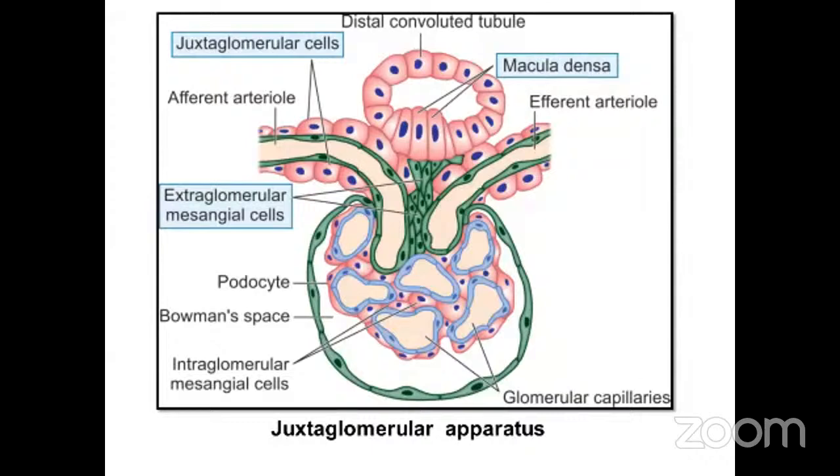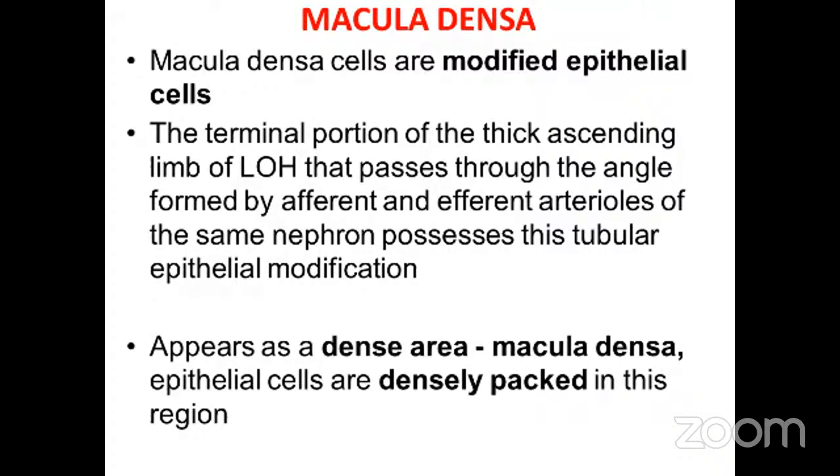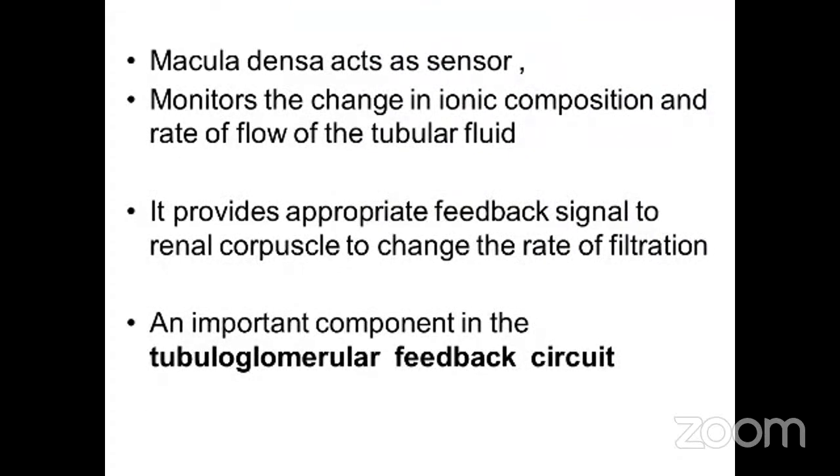So this is the structure of the juxtaglomerular apparatus. Macula densa cells are modified epithelial cells, densely arranged, so they are called macula densa cells. They act as a sensor, monitoring changes in the ionic composition and rate of flow of the tubular fluid. They provide an appropriate feedback signal to the renal corpuscle to change the rate of filtration. It is an important component of the tubuloglomerular feedback circuit.